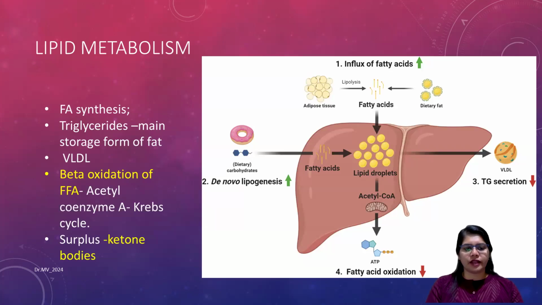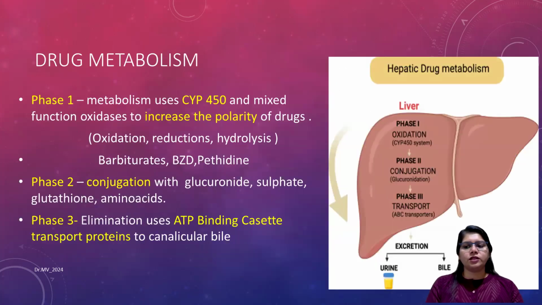Now coming to lipid metabolism, liver helps in fatty acid synthesis. By beta oxidation of free fatty acids, we get acetyl coenzyme A, which is part of the Krebs cycle. Any surplus fat is converted to ketone bodies. Now coming to drug metabolism. The smooth endoplasmic reticulum of hepatocytes is the principal site for drug metabolism in the liver.